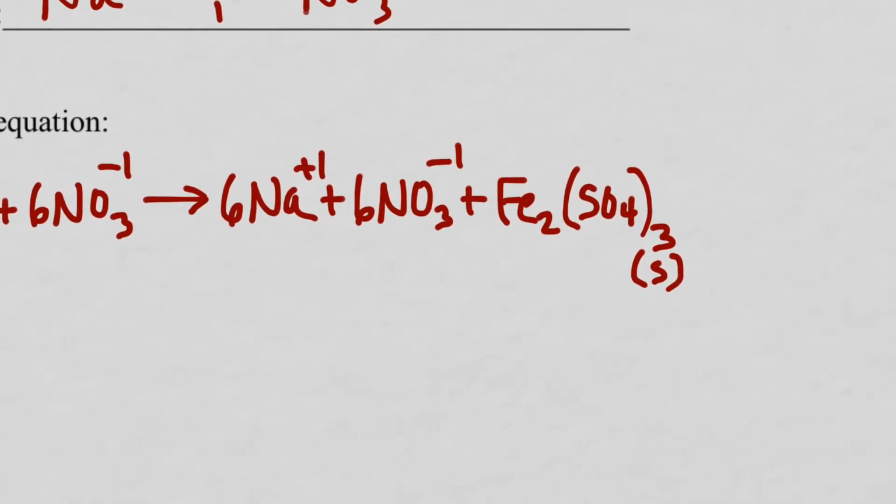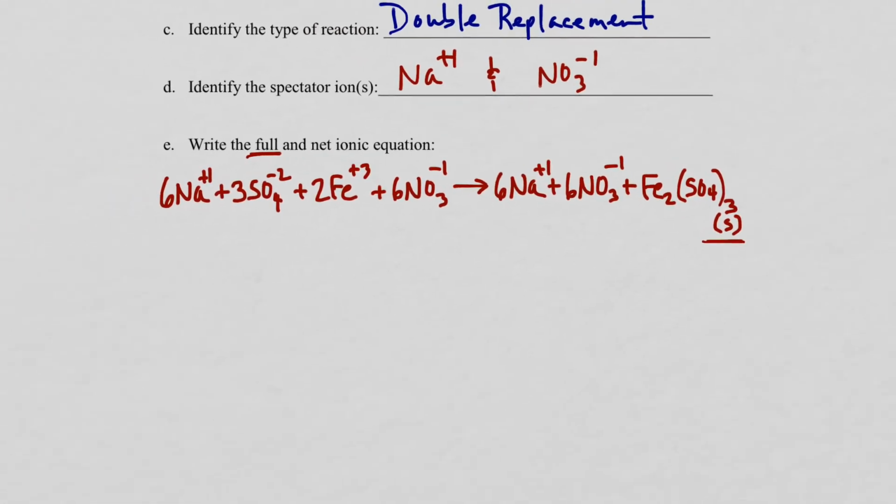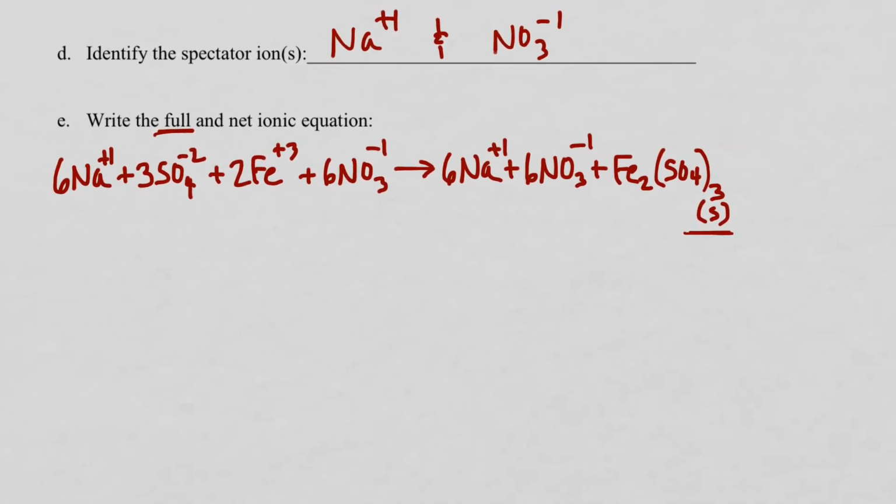Jumping over to the product side, sodium nitrate is aqueous, so we end up with 6 sodium ions and 6 nitrate ions, but the iron 3 sulfate is the solid substance or the precipitate. So we leave that together, written as a unit, because we're indicating that it doesn't break apart upon reaction. It'll stay together and precipitate out. We'll see it as a solid. We saw that in the lab.